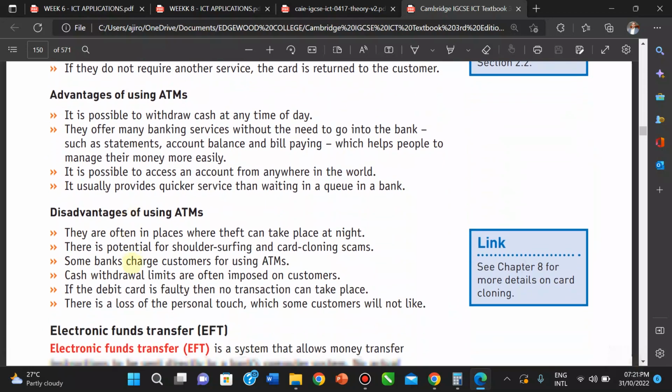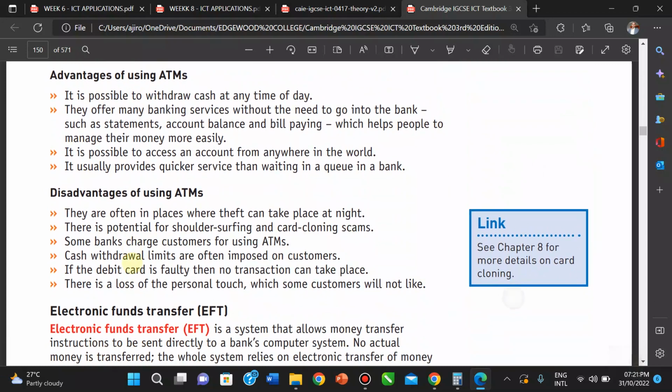So what are the advantages of using ATM cards? What are the benefits of using the ATM machine? It is possible to withdraw cash at any time of the day. And they offer many banking services that we have talked about without you needing to go to the bank. So many, like your airtime, paying of bills, utilities, and the likes of that. You don't have to go to the bank for that.